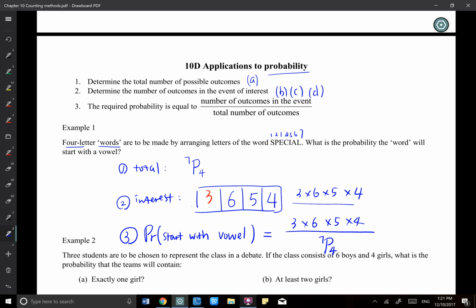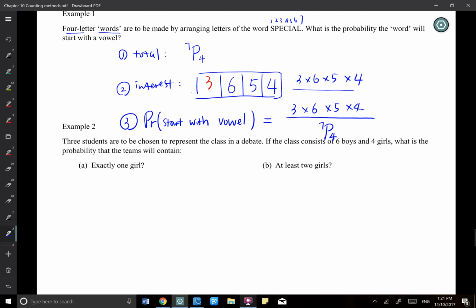They are all equally likely events. So I have shown you how to do this with example 1, and let's have a look at example 2.